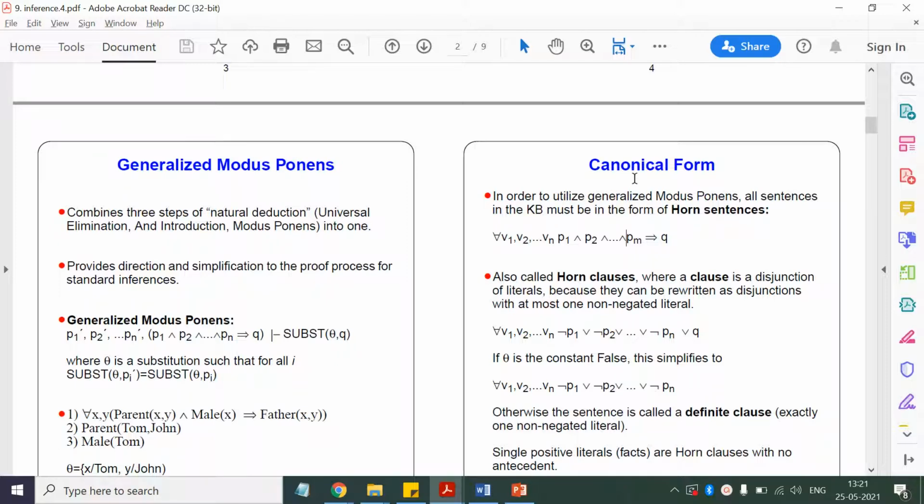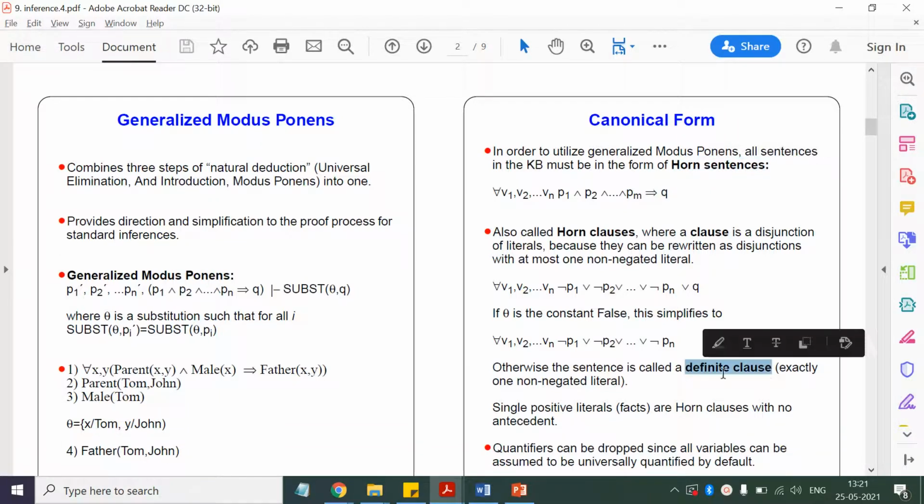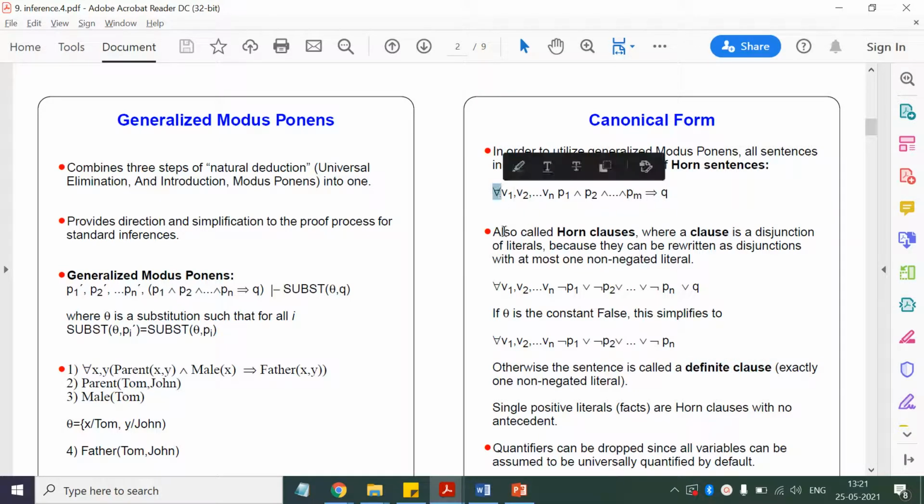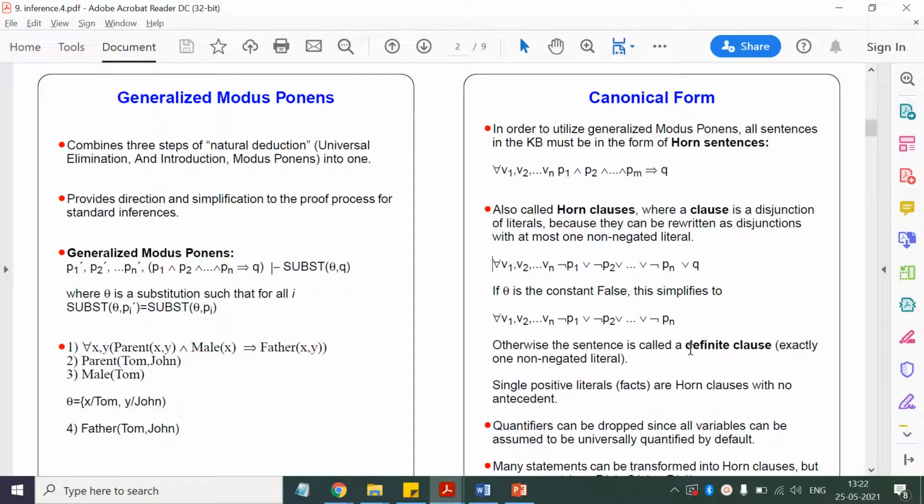Okay, then next one is canonical form, and we are familiar with this. We have studied Horn clause and definite clause, so we have the same concepts here also. The only additional part is that before the statement we will have quantifiers, that's it. And we know what a definite clause is. In a given sentence, this is the variable list v1 to vn, and these are our predicates.